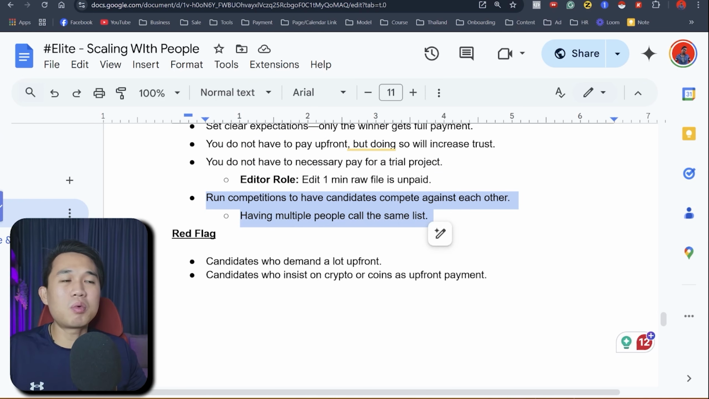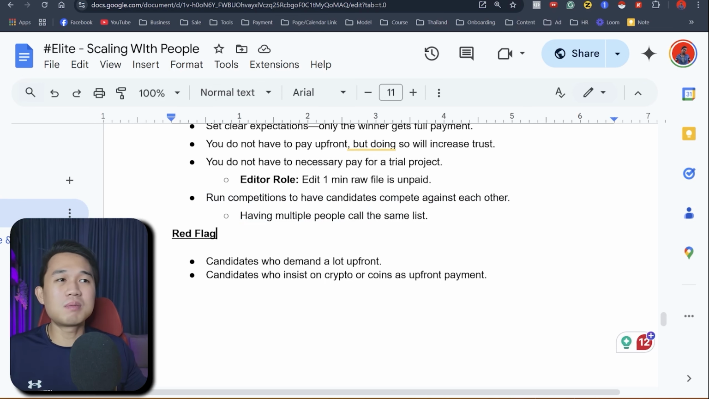And you want to make a trial that makes the candidates compete against each other. For example, for the appointment setter, we have 5 people calling the same list, and whoever books the most appointments wins. Like really, it's that simple, right? They would just fight each other off, right?